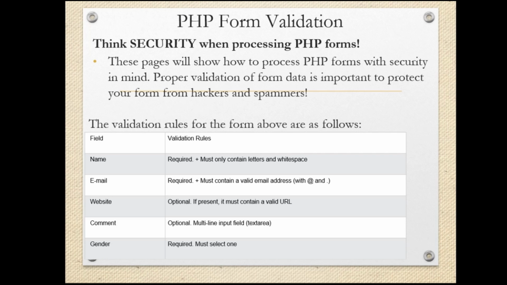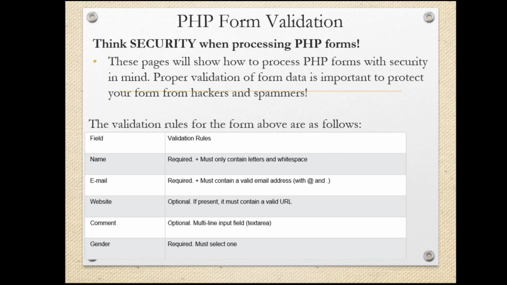Second one, email. Required, and must contain a valid email address with @. Again, for the email address you can set the attribute as required, and when you are using input type equal to email, it will validate your email address. That means if your email address is without @, it will not accept it. Next one, we have website. It is optional. If present, it must contain a valid URL. That means if you are taking a website, it should contain a proper URL address.